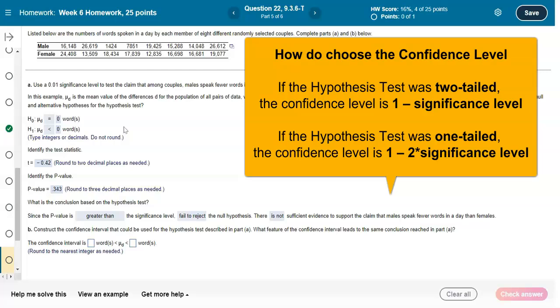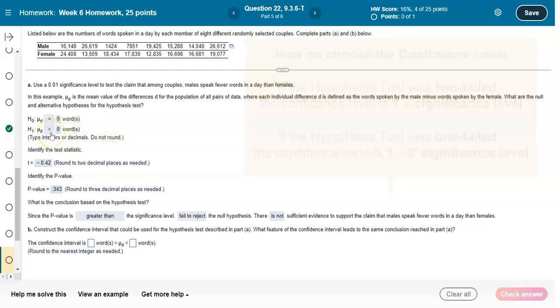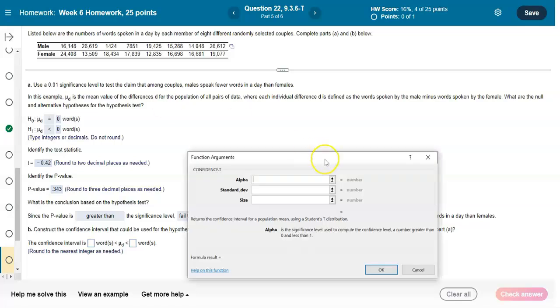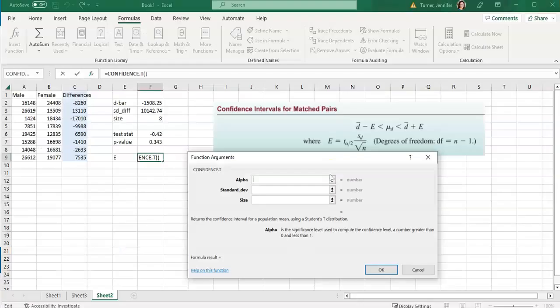If your hypothesis test was a one-tailed test, then you have to adjust for the fact the confidence interval will have two tails, not just one tail. So you'll have to take that alpha value and multiply it by 2. In this case, remember, we had a one-tailed test. This symbol right here told us it was a left-tailed test. So for the confidence interval, we take the significance level and multiply it by 2 to get the alpha. So 0.01 times 2 is 0.02. So our alpha level will be 0.02.